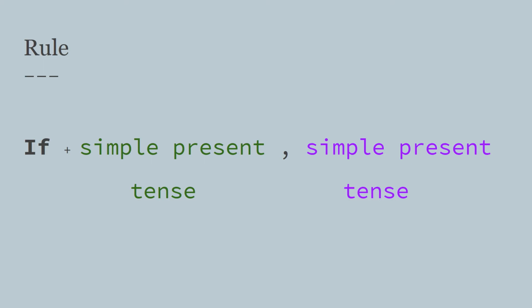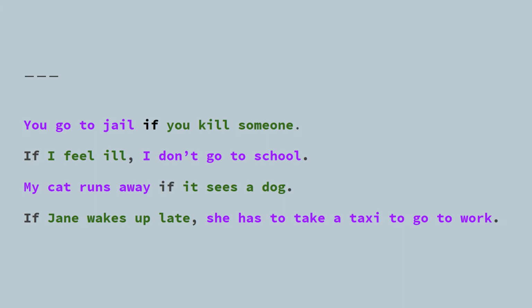Now let's take a look at some examples and see how we apply the rule of zero conditional. You go to jail if you kill someone. If I feel ill, I don't go to school. My cat runs away if it sees a dog. If Jane wakes up late, she has to take a taxi to go to work.